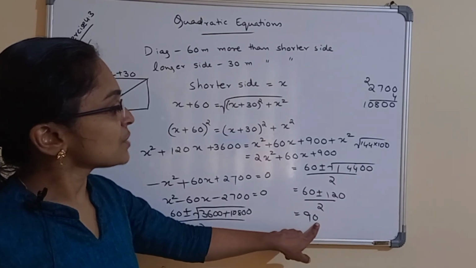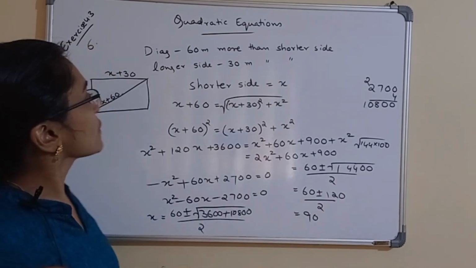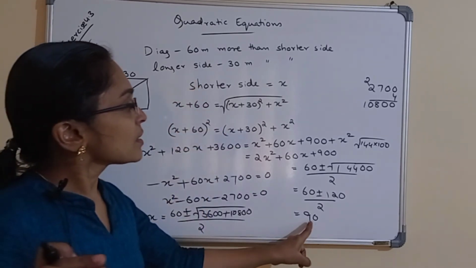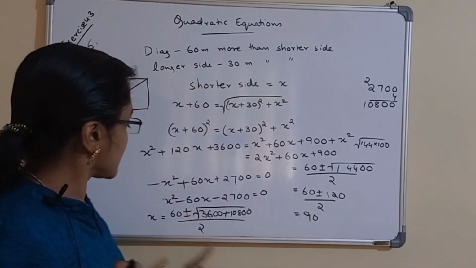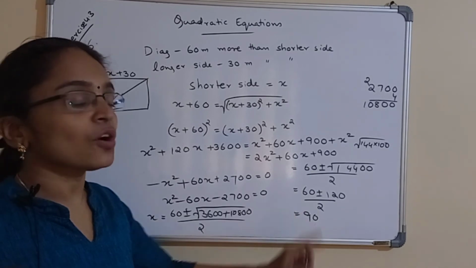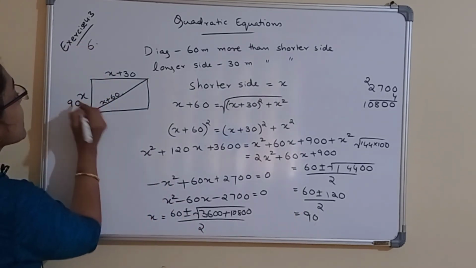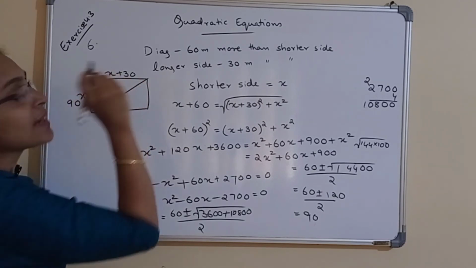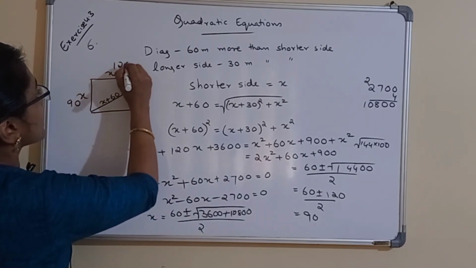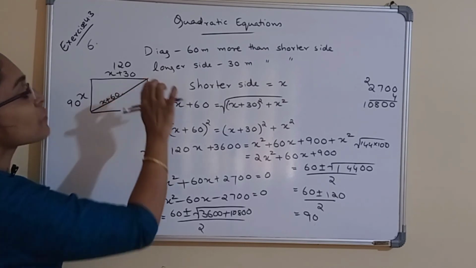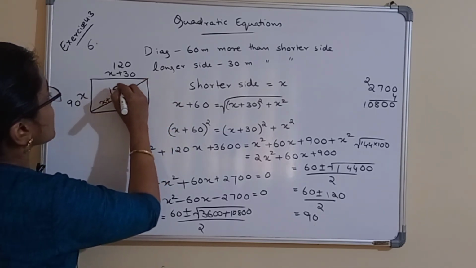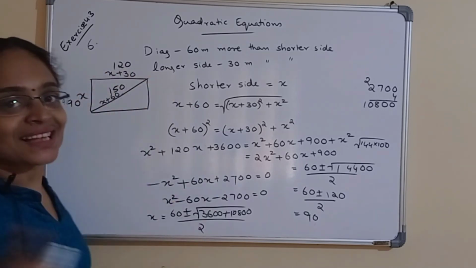But we should have only positive values because this is the length of a rectangle. So the length of the shorter side, which we have taken as x, is 90. Now we can get all these. The length of the longer side will be 90 plus 30, which is 120, and the length of the diagonal is 90 plus 60, which is 150. So we got all these sides.